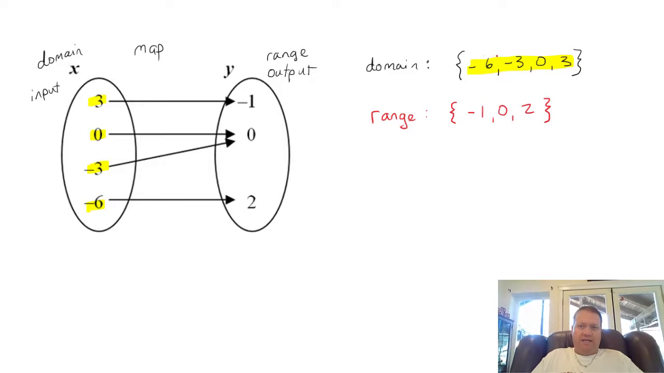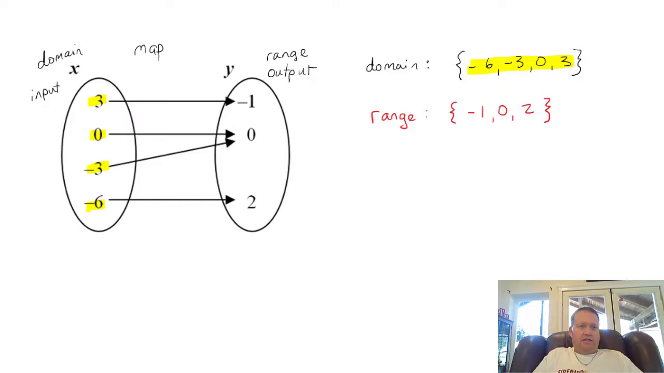Now what makes it a function is that every one of these domain values only shows up one time, meaning there's no repeats. So this 3 only goes to a -1, the 0 only goes to a 0. Notice this -3 also goes to a value of 0. So this 0 in the range gets repeated, but that's okay. That doesn't nullify it from being a function, because what would matter is if any of those domain values showed up more than one time, then we would not have a function. But as long as these only show up once, we're okay.